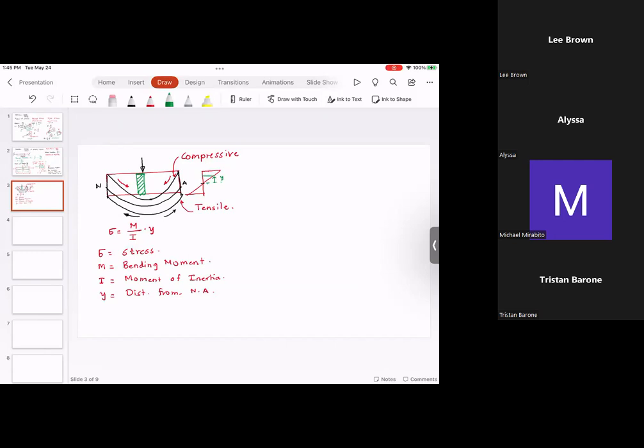Many a times we have to find out the values of I. These values are either given in the tables, or if it's a simple cross section, for example a rectangular cross section, and this is XX, if this distance is B and this distance is D, then IXX is equal to B D cube by 12.